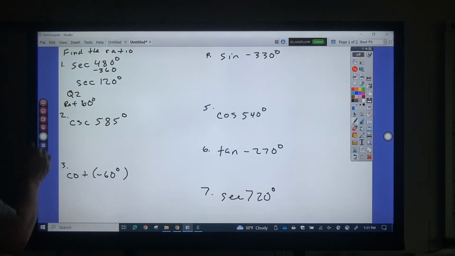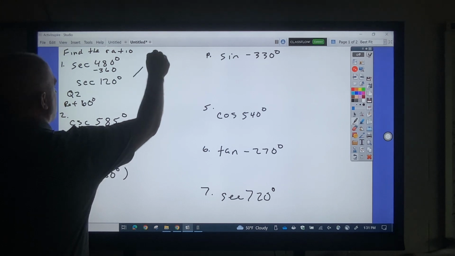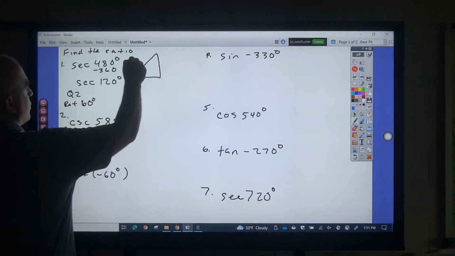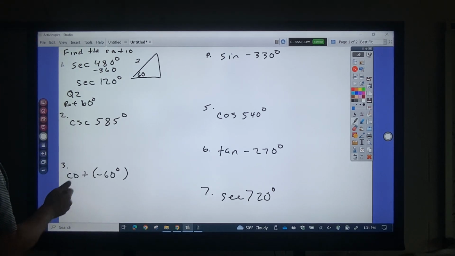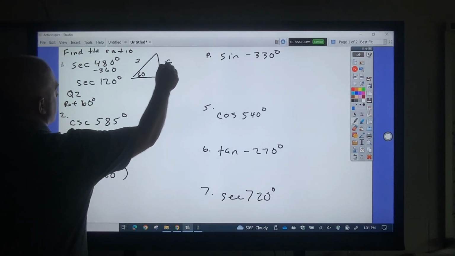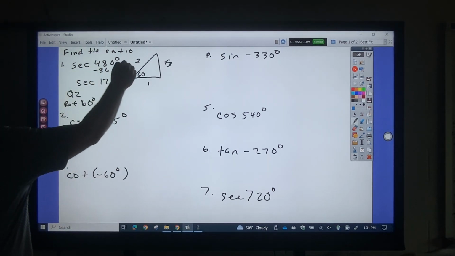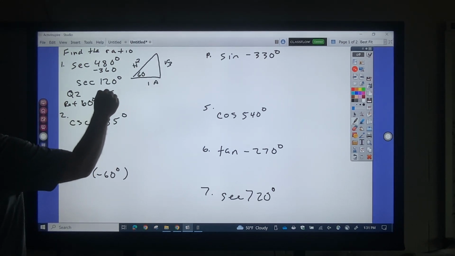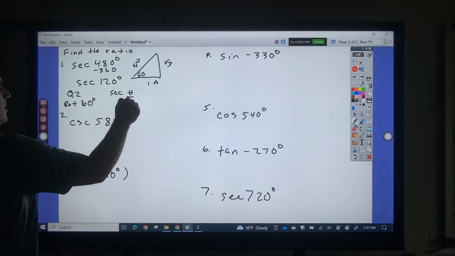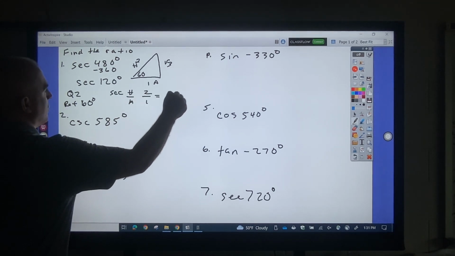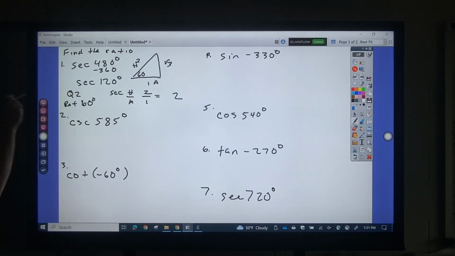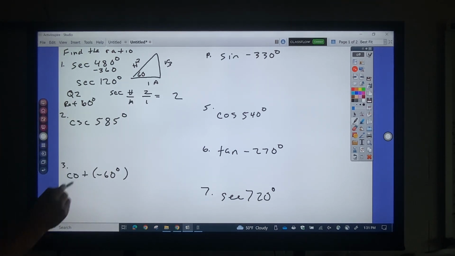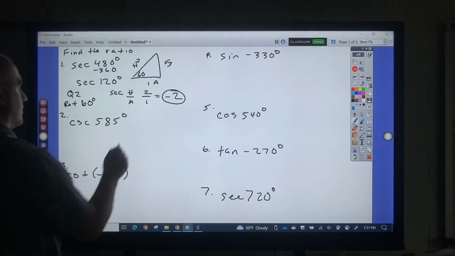So in the 60-degree triangle, I've got 2, square root of 3, and 1. I'm finding secant, so that's h over a. So secant is h over a, or 2 over 1, which would be 2. Now, since I'm in quad 2, the only things that are positive are sine and cosecant, so this would be negative 2 for an answer.